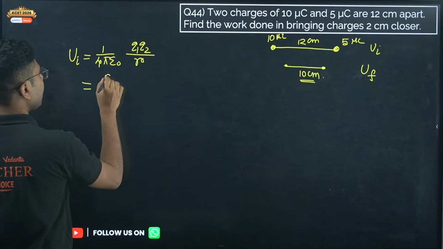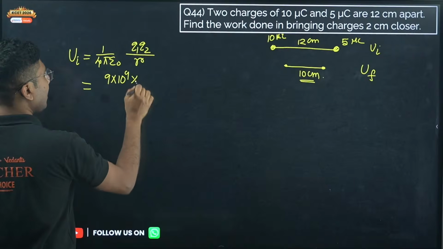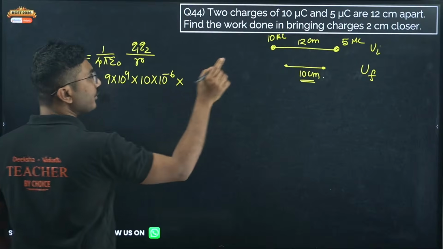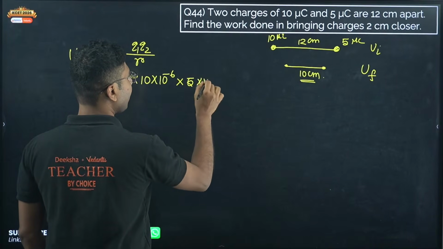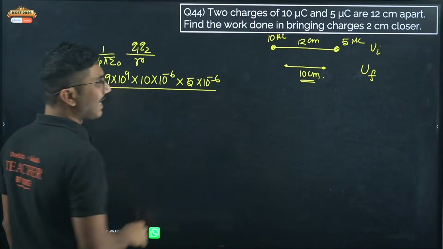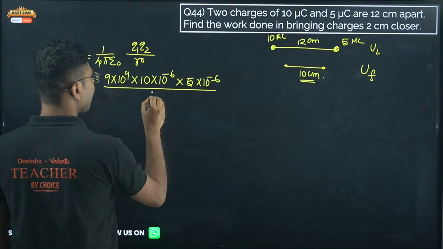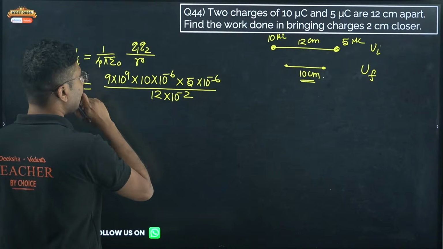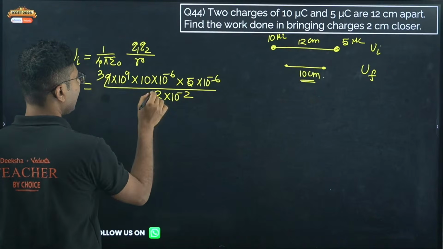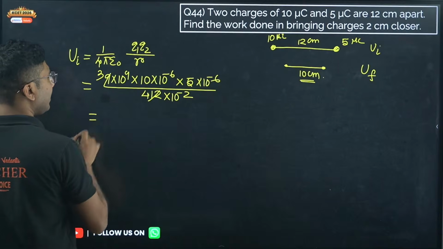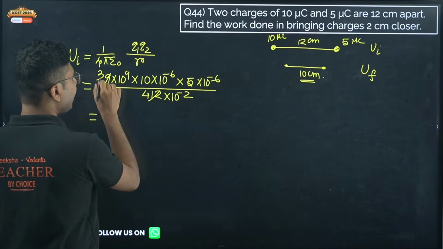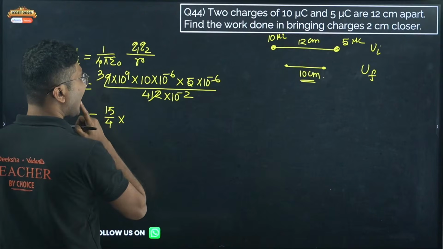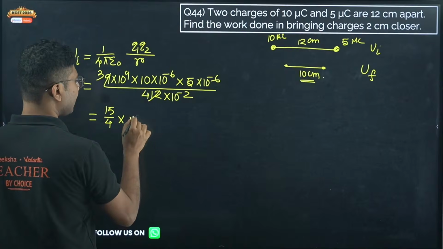Now let's put the values. 9 into 10 to the power of 9, and Q1 is 10 microcoulomb, 10 into 10 to the power of minus 6. Q2 is 5 microcoulomb, 5 into 10 to the power of minus 6, divided by distance R. R is 12 centimeter, which means 12 into 10 to the power of minus 2. Now simplify. 3, 4. So you get 3 5s are 15 by 4 into 10 to the power of 11 minus 12, 10 to the power of minus 1.